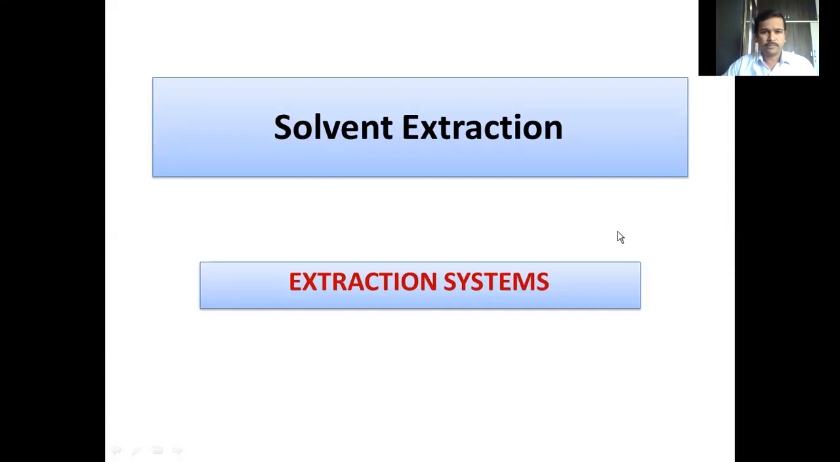Hello all. In the previous modules, we have discussed the principles of solvent extraction, how to perform solvent extraction for an individual solute, and how the extraction efficiency and the selectivity, as two important parameters for extracting any solute, are to be calculated. We have understood that in the previous two modules. In this module, we have to understand the extraction systems.